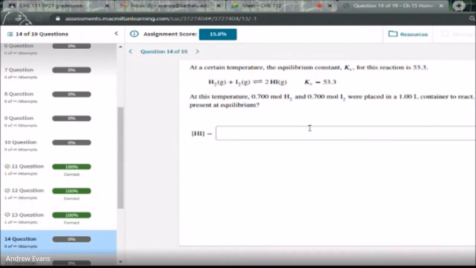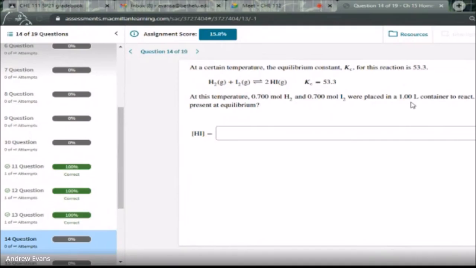At a certain temperature, okay, here's another ICE problem. At this temperature, we have this many moles and this many moles placed into a 1 liter container. What concentration of HI would be present at equilibrium? So this is an ICE table. How do we know it's an ICE table? Because they tell us this is placed into a container.